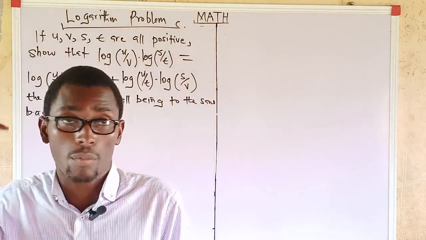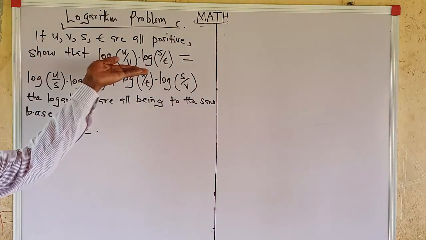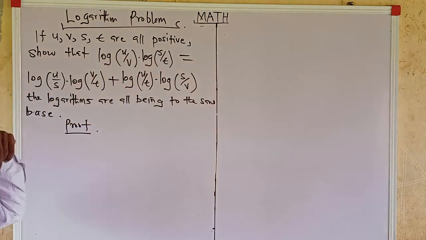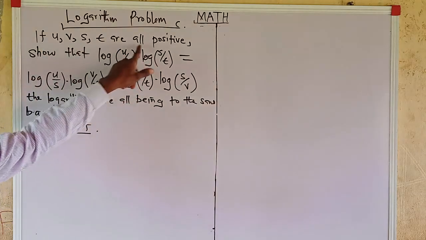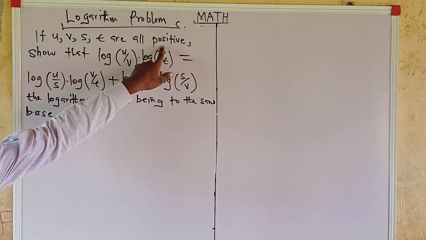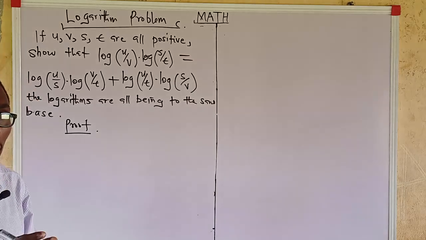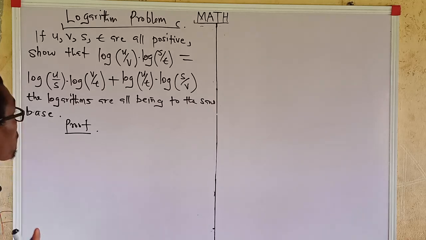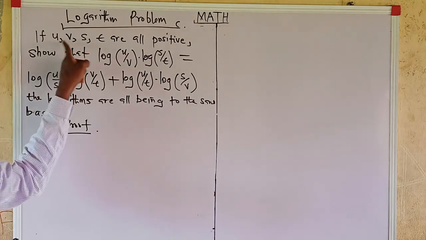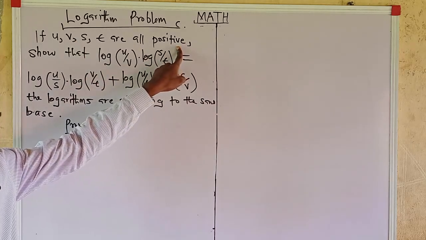So let's go back to the solution of this problem. Now over here, we are required to prove that the left-hand side is equal to the right-hand side, if U, V, S, T are all positive. This is intentionally given because the logarithm of a negative number is not defined in the set of real numbers. But when it comes to the set of complex numbers, the logarithm of a negative number is defined. We shall not consider the complex case because that is beyond the scope of this work, all right? So we are supposing that U, V, S, T are all positive so that the logarithm is defined in the set of real numbers.